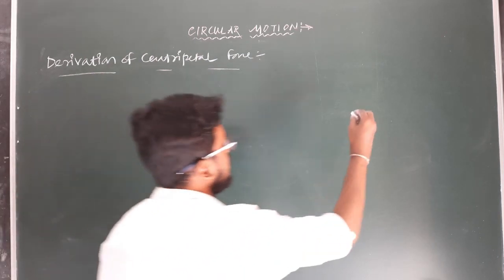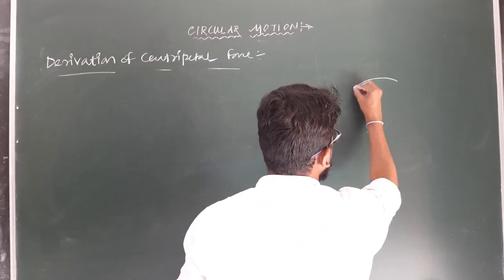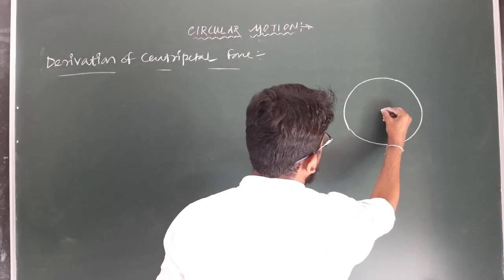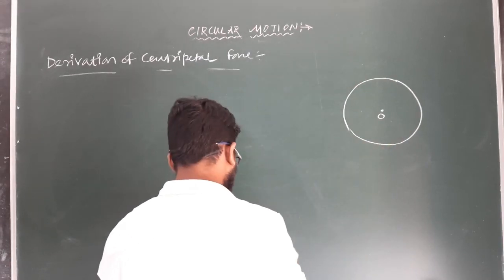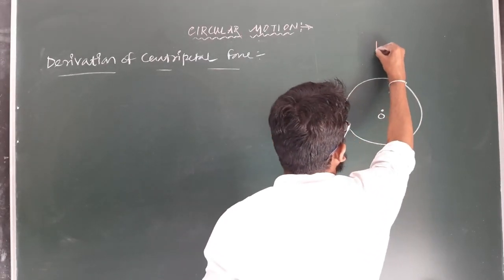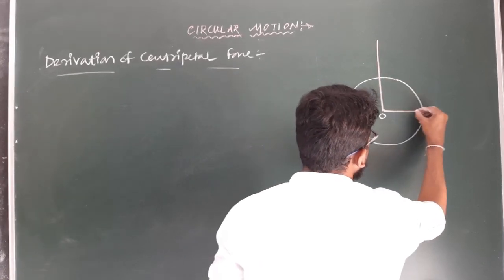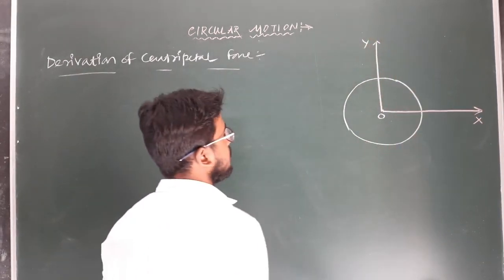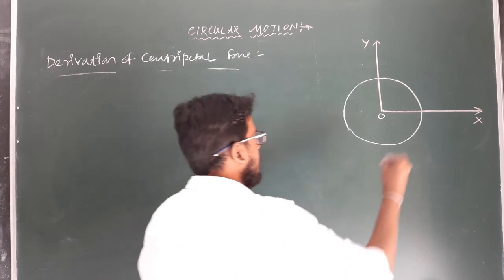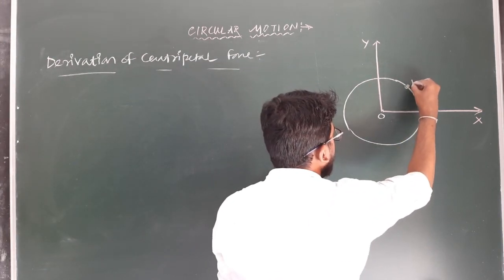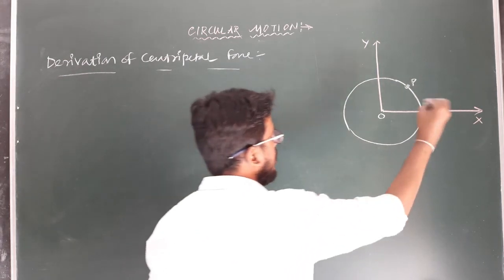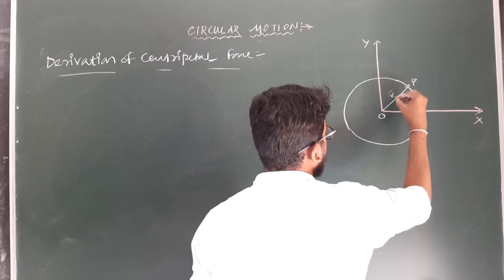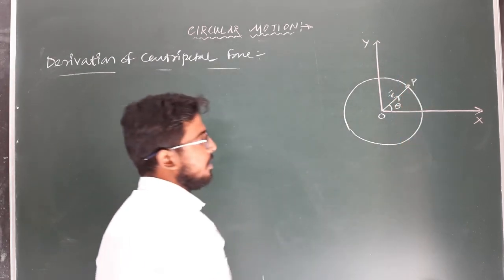So for this, assume a body performing circular motion. Okay, this is the center of the circular path, O. And here are two axes, known as the x-axis and the y-axis along the vertical direction. Clear? So let at any instant of time the particle be at point P, which is performing circular motion, clear, and the radial vector or the position vector is r vector, clear, and the angular displacement of the particle is theta, clear.